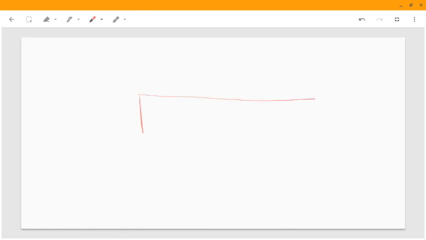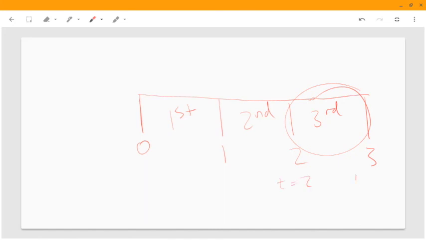So here's where time starts. Time is equal to 0, time is equal to 1, 2, and 3. So right here, this is our 1st second, starting at time equals 0, going up to time equals 1. This is our 2nd second, starting at time equals 1, going to time equals 2. And here's our 3rd second, and this is the one that we're referring to right here. So this is going to be in between t equals 2 and t equals 3. The only way that you're going to be able to answer that question is if you recognize that that's actually what it's saying.